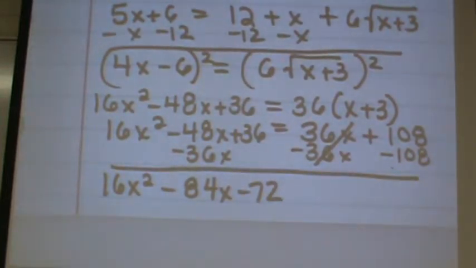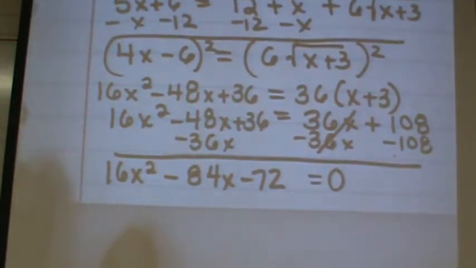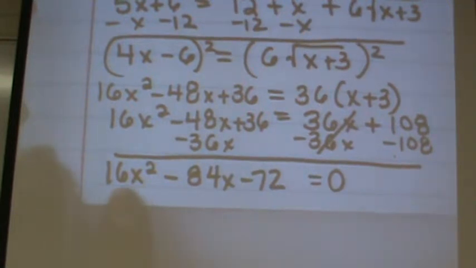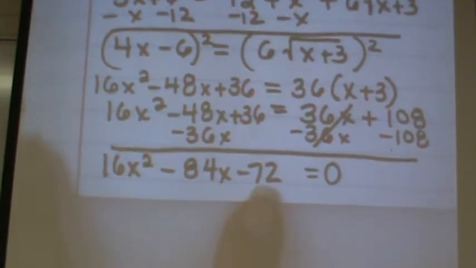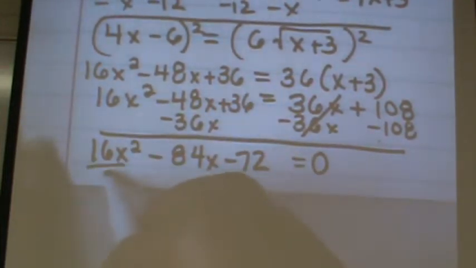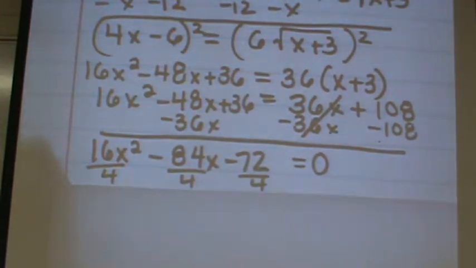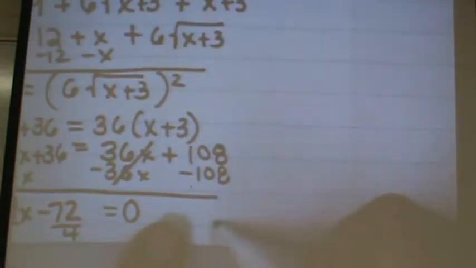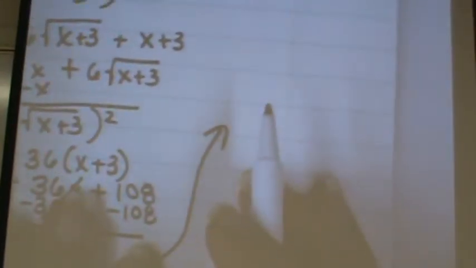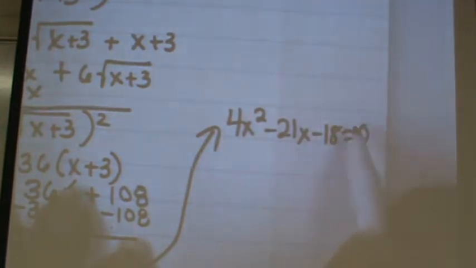Now this is a crazy one. We have a 0 on one side. You might want to factor something out, and I think these are all divisible by 4. So if we simplified this, because these are huge numbers, 4 goes into all of these, right? So let's make it simpler for us to factor. We end up with 4x squared minus 21x minus 18 equals 0.